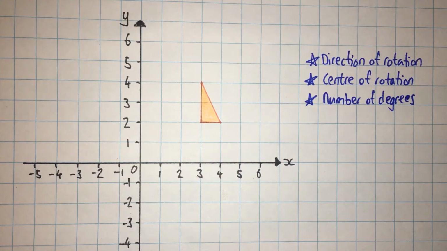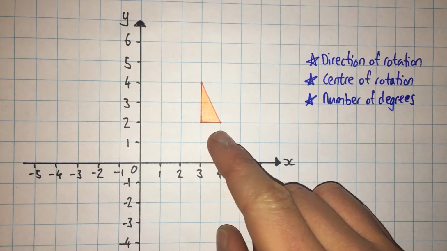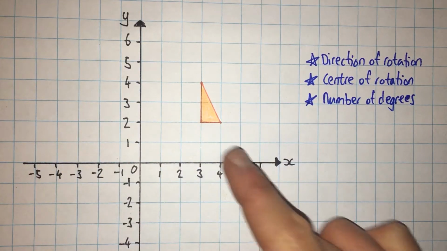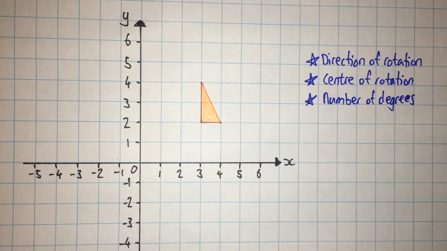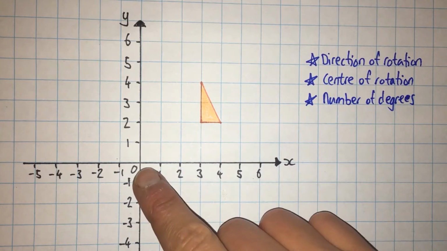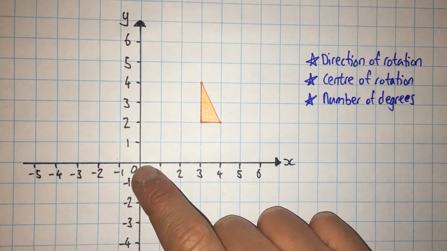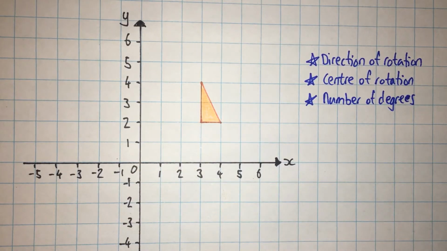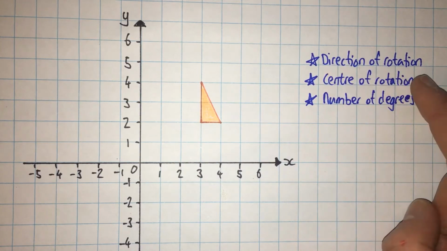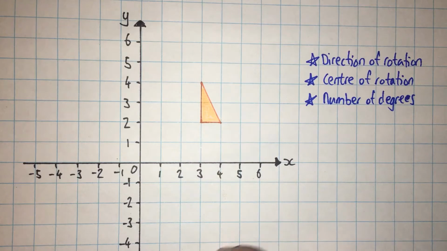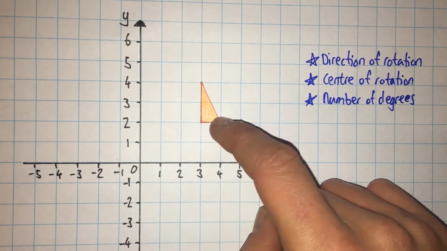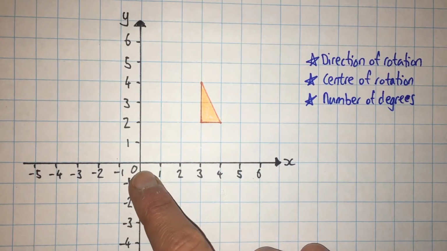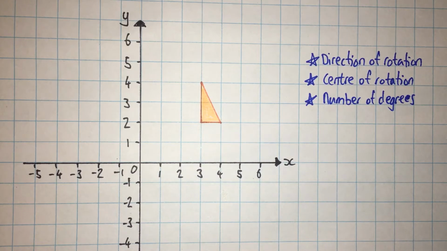Okay, here we have an object, and we're going to transform that object using rotation to a new position somewhere on this grid. Now the object doesn't change size, the position changes. Let's take the origin as our center of rotation for the first example, and we'll rotate this shape 180 degrees. So we've got the direction of rotation. It doesn't matter whether we go clockwise or anti-clockwise. A 180 degree turn will end up in the same position. Our center of rotation will be the origin, and the number of degrees will be 180.